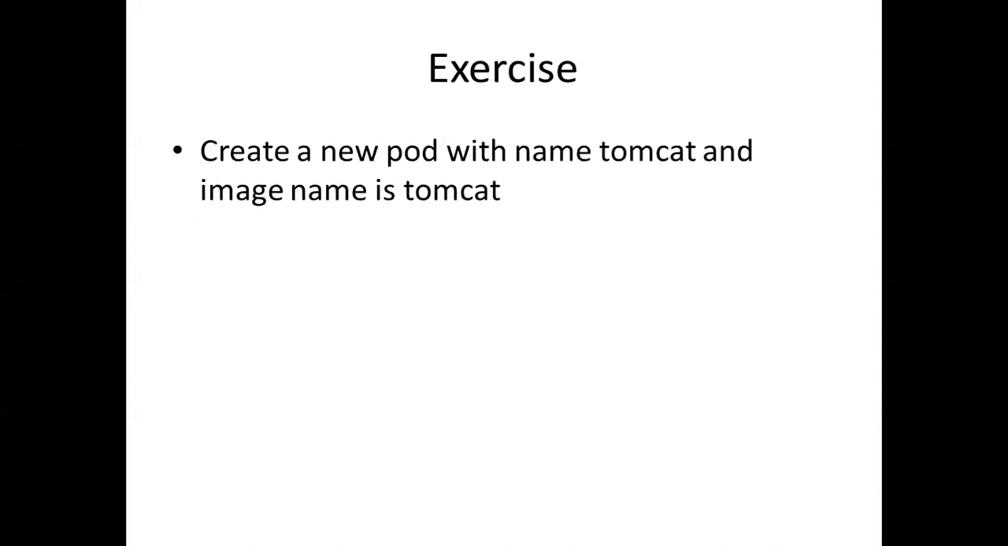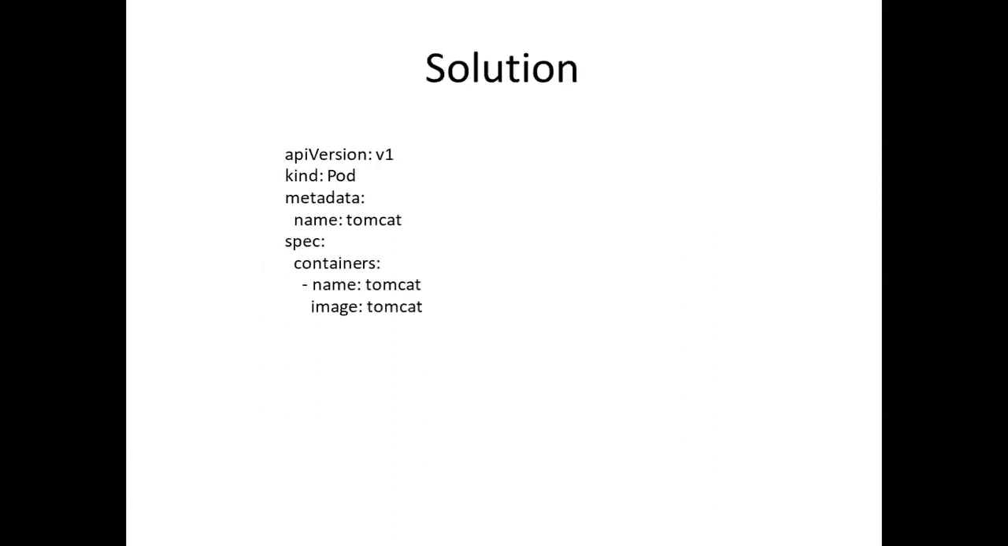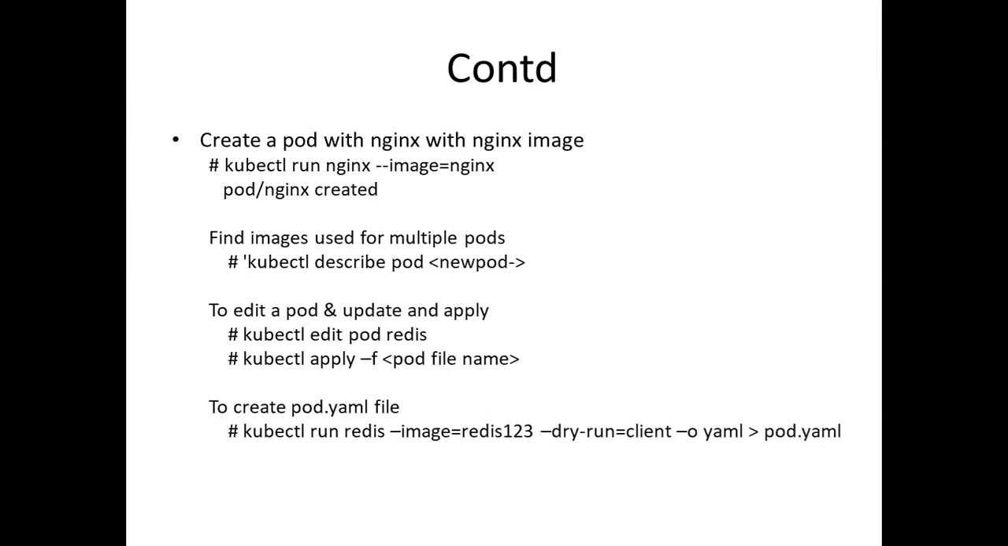Create a new pod with name Tomcat, image name is Tomcat. I think the solution is very simple. Same stuff. Kind pod, metadata name. So we use equal here. It should not be, I'm supposed to use colon. Metadata name Tomcat, spec containers Tomcat. That's the solution. Then, through commands, create a pod with Nginx image. This is one. Yes, find images, describe pod.